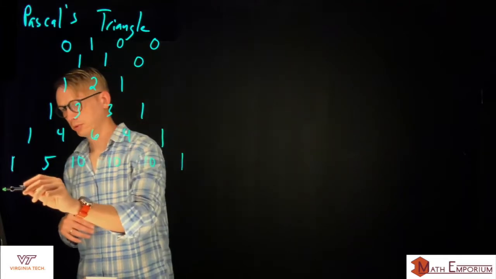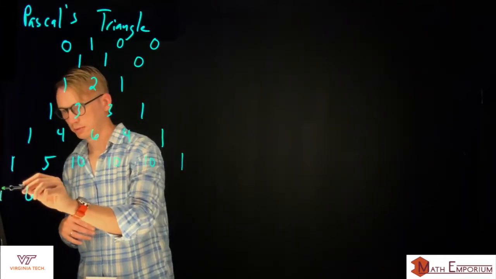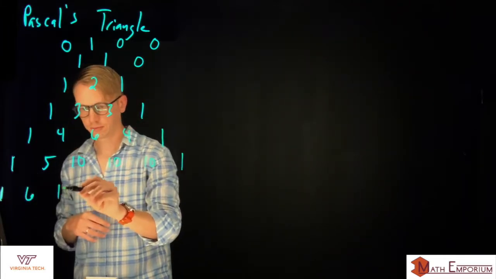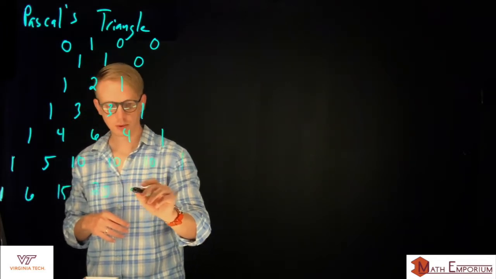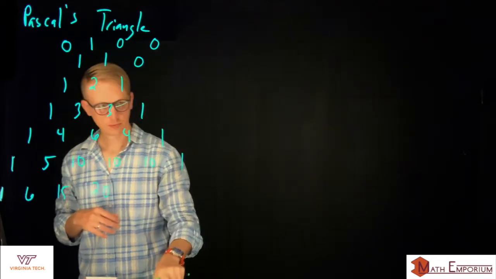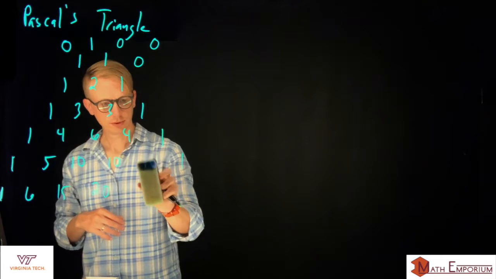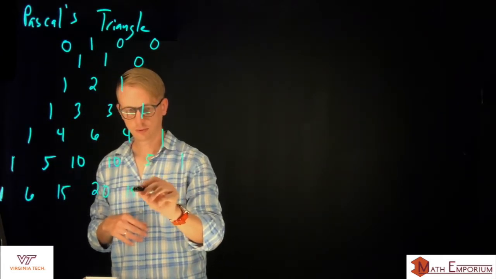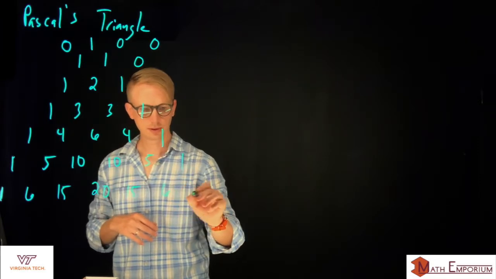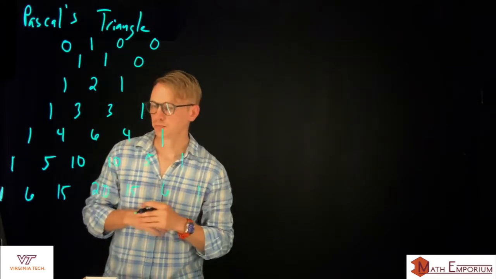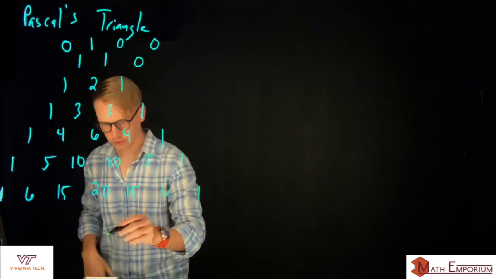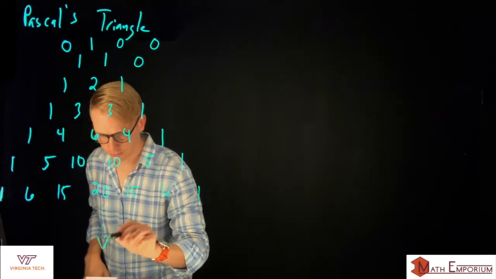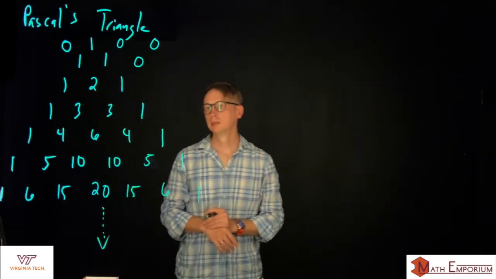And I'll do one more. So 1, 6. Hopefully you guys can see this one here. There's 15, 20, oops. I saw that mistake before I did there. It's supposed to be a 5, right? 4 plus 1 is 5. 15, 5 plus 1 is 6, and 1 plus 0 is 1. And this table is an infinite table, or infinite triangle of numbers.